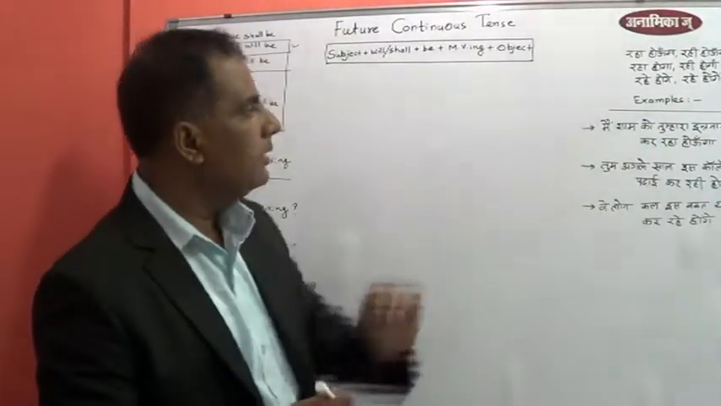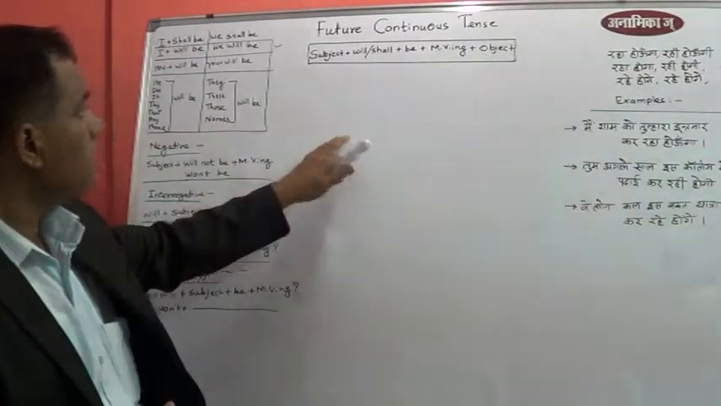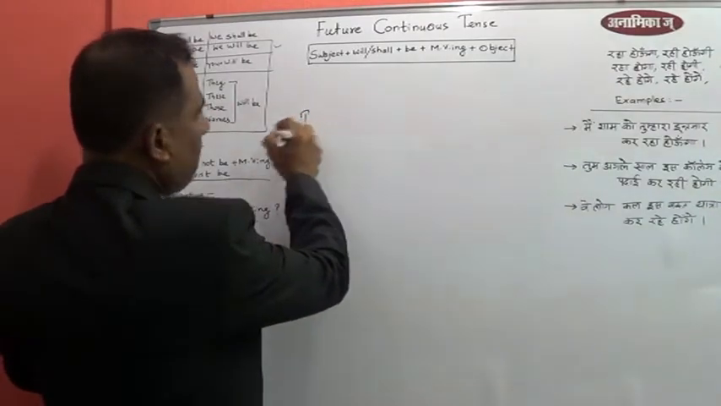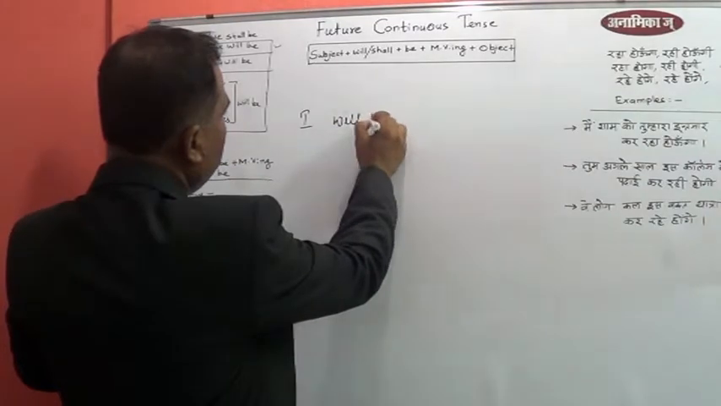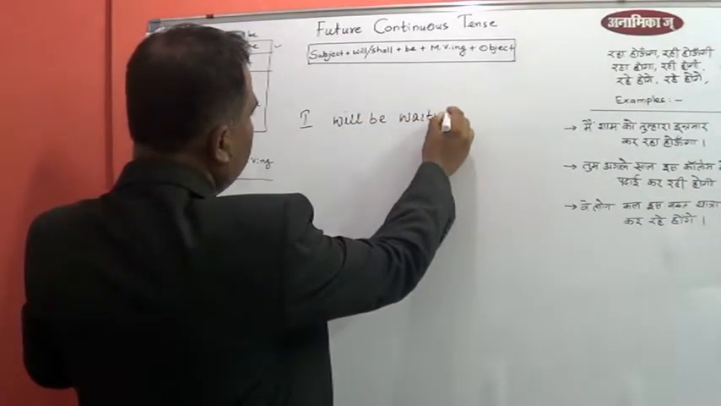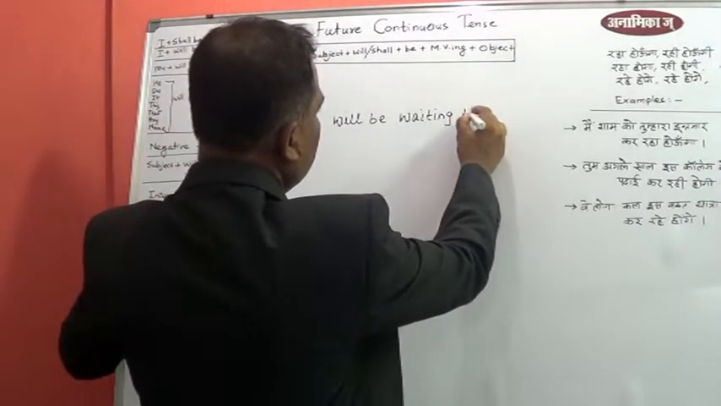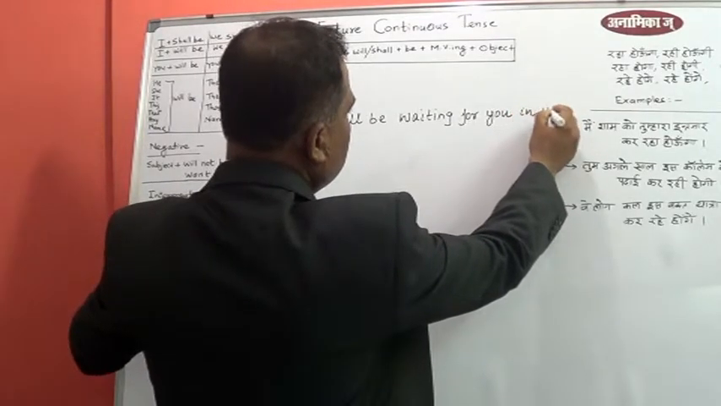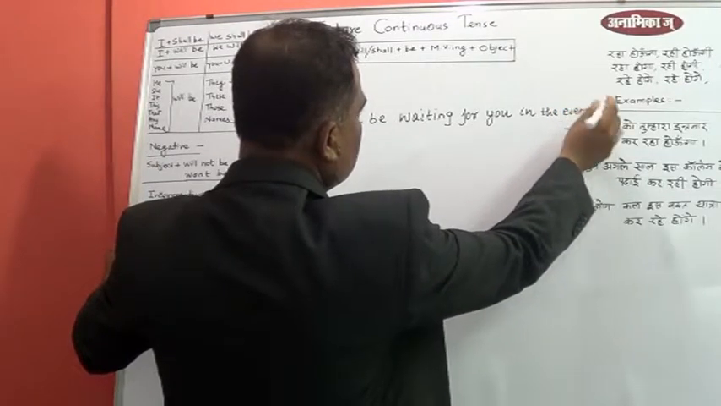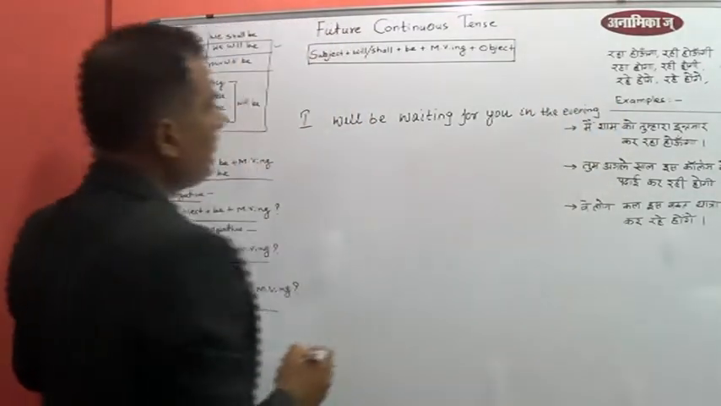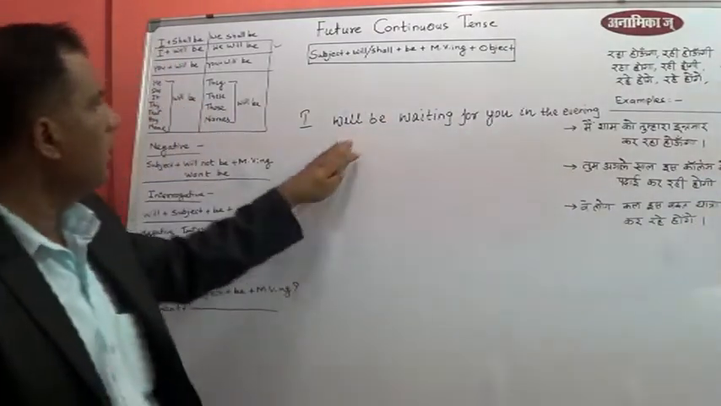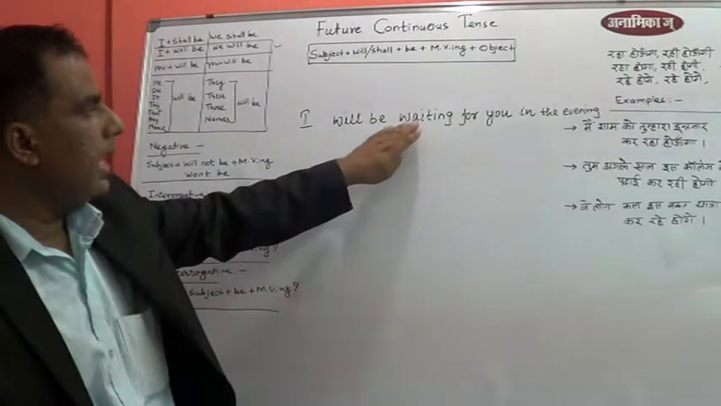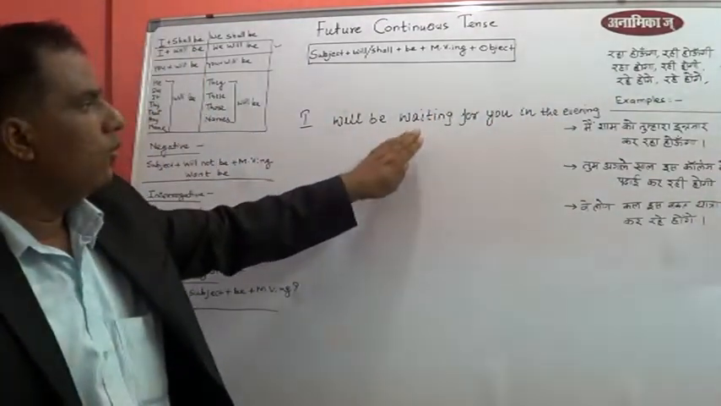So now let's take the first example and try to convert it into English. मैं शाम को तुम्हारा इंतजार कर रहा होऊंगा. So it will start with I, then will, be, and then we have verb with ing, for you in the evening. I will be waiting for you in the evening. So here, as per the structure, I has come in the beginning, and then we have will be, verb plus ing, which is indicative of this action in progress. And finally, we have the time when this action will take place.